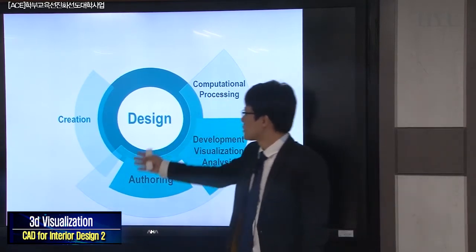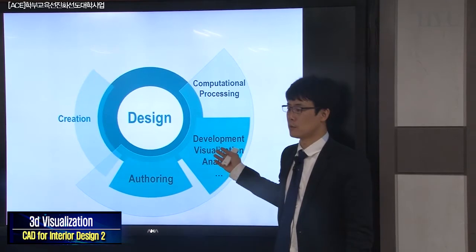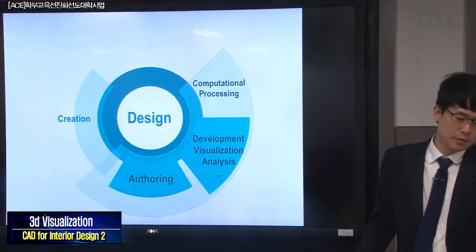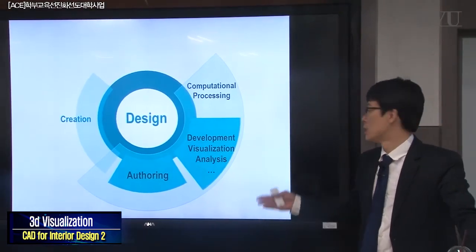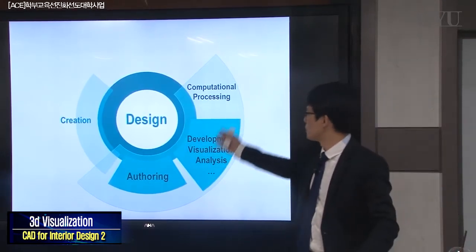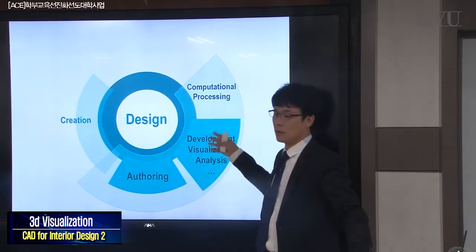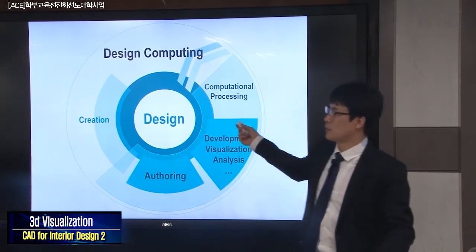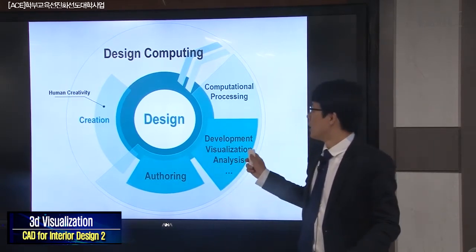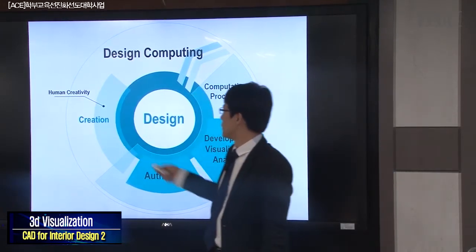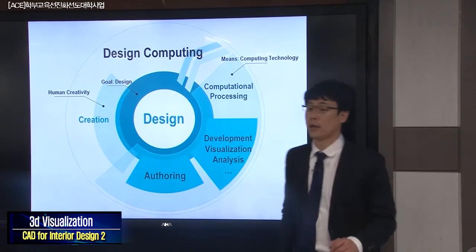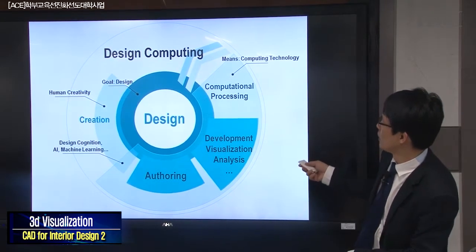So in this part, so-called computational processing, nowadays no one uses a 100% handmade design process. We all use computers anyway, anyhow. So this so-called computational processing, from authoring to development and so on to the final product, is design computing in a nutshell. This circle diagram simply shows you that process. So I told you this is the human creativity area. Our goal is design. The means is computing technology and design computing. That's the focus of this diagram.